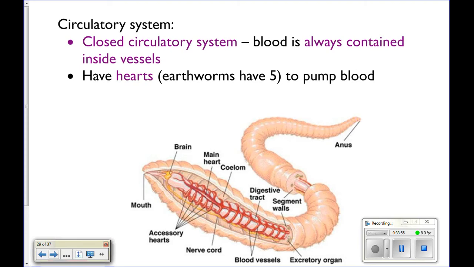And the blood circulates through and delivers oxygen and picks up carbon dioxide. If it's a marine worm, then that blood is going to go to the gills to get rid of the carbon dioxide and get oxygen. If it's an earthworm, it's going to diffuse through the skin.